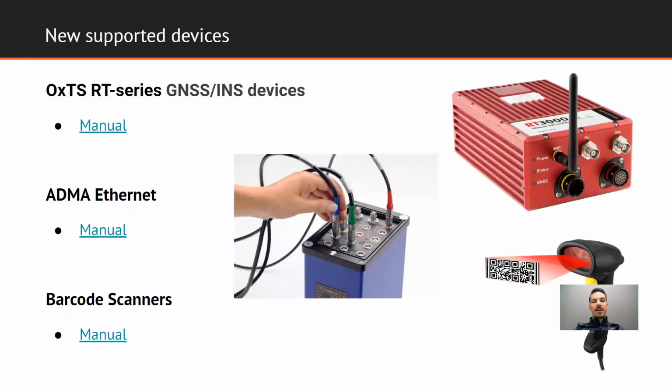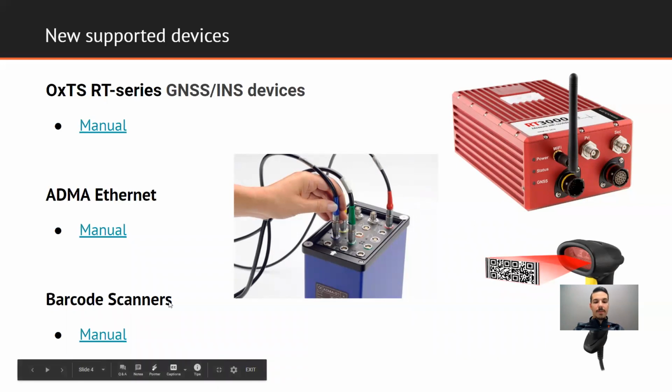On the device side, service packs 8 and 9 also feature some new devices, mainly the OxTS real-time series GNSS device, the one that we see in the picture right here. This is basically an Oxford navigation unit. It can be connected along with other Dewesoft devices and synchronized together with them. A very similar situation applies to ADMA Ethernet, a new product from Genesys, and you can acquire its data in Dewesoft as Dewesoft channels over Ethernet, and again sync it up with other Dewesoft hardware.